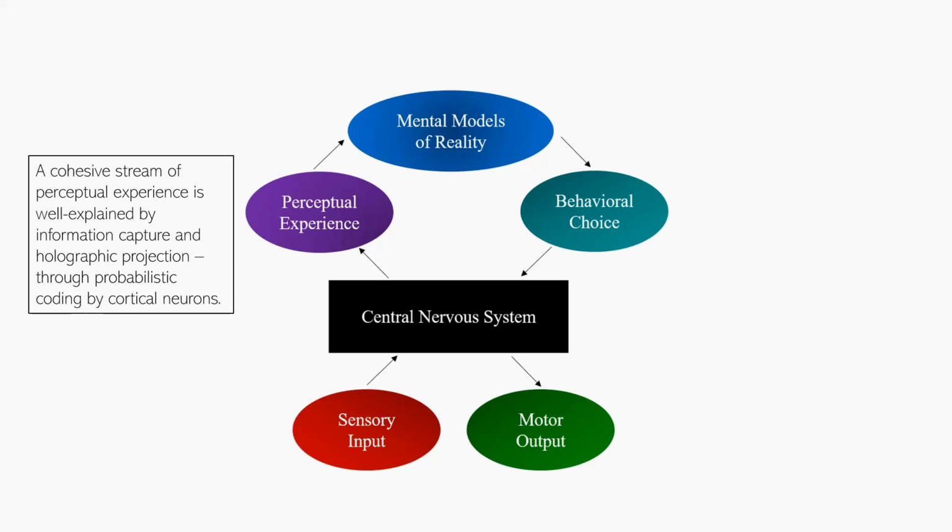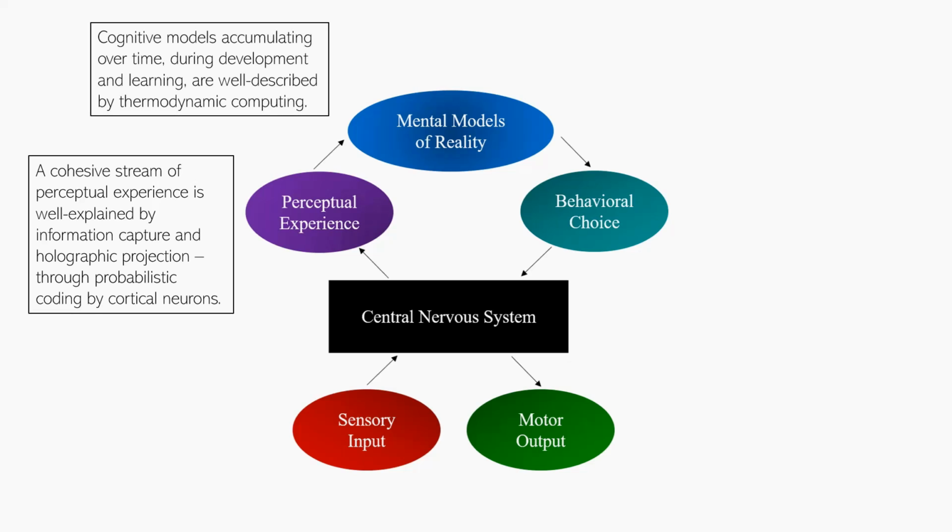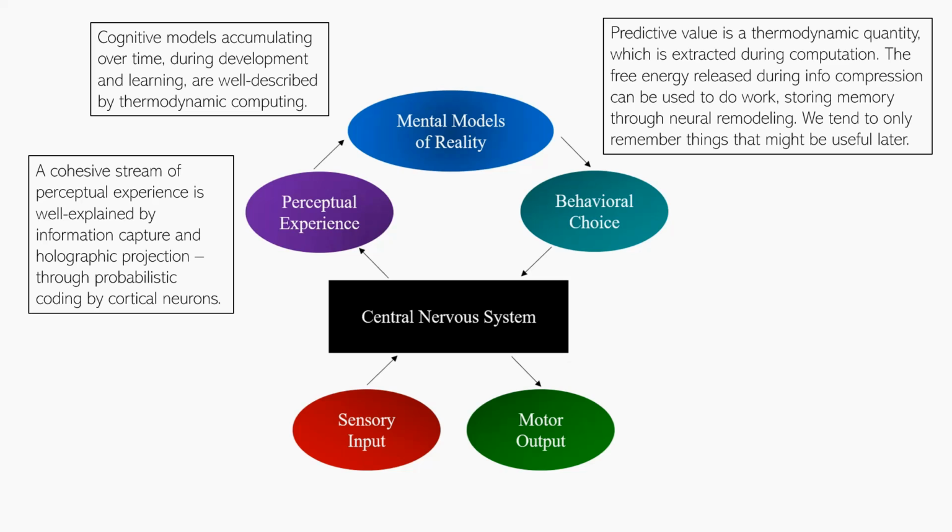And what we find is that a cohesive stream of perceptual experience is well explained by information capture and holographic projection through probabilistic coding by cortical neurons. And cognitive models, which accumulate over time during development and learning, are well described by thermodynamic computing. Here, predictive value is a thermodynamic quantity, which is extracted during computation.